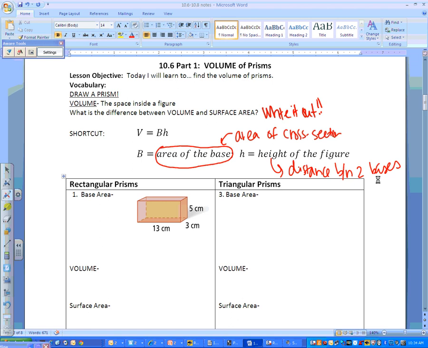Okay, so CP number 1 and 2 are the same for you, and you know what 3 and 4 are. Honors, I'll have to draw it for you guys.